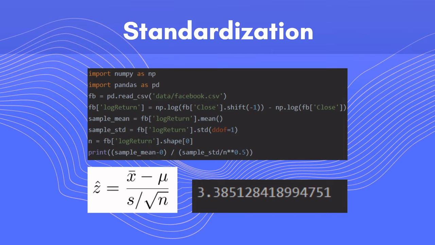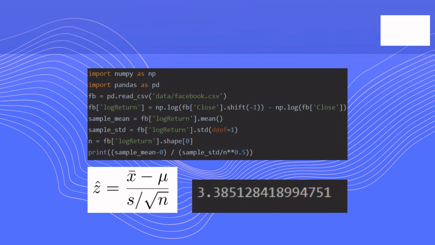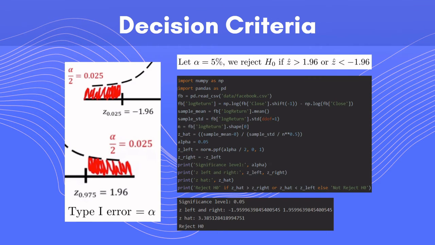Is this z hat a lot greater than 0? How do we define a lot? To answer this question, we have to set up the decision criteria. We first have to decide on the significance level, alpha. Let's fix it at 5% in our example. We will adopt a two-tailed test in this example.